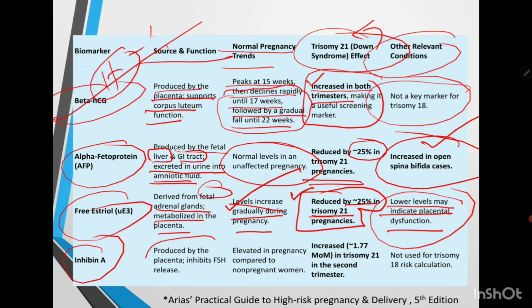Inhibin A is produced by the placenta. Inhibin A is normally elevated in pregnancy compared to non-pregnant women. It is increased 1.77 MoM in trisomy 21 in the second trimester, and not used in trisomy 18 risk calculations. Okay.